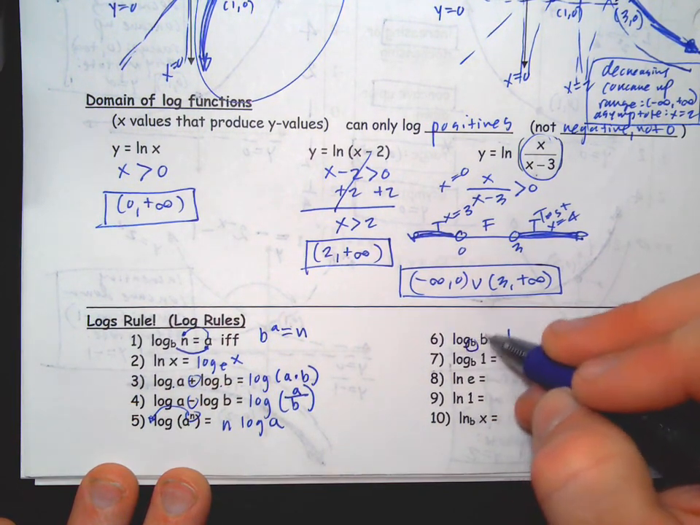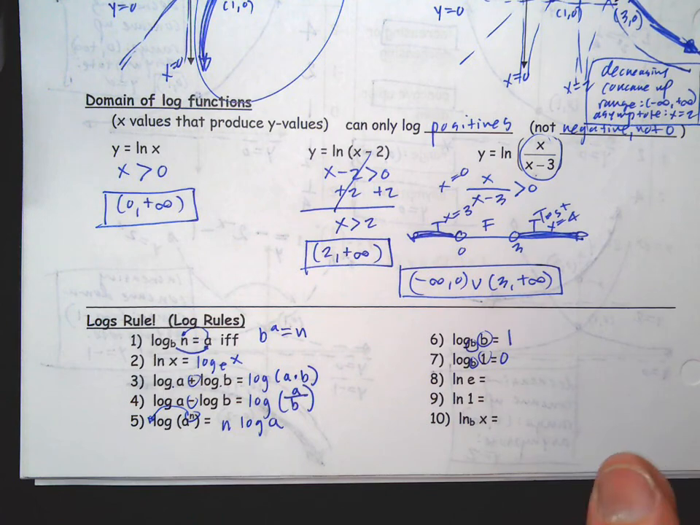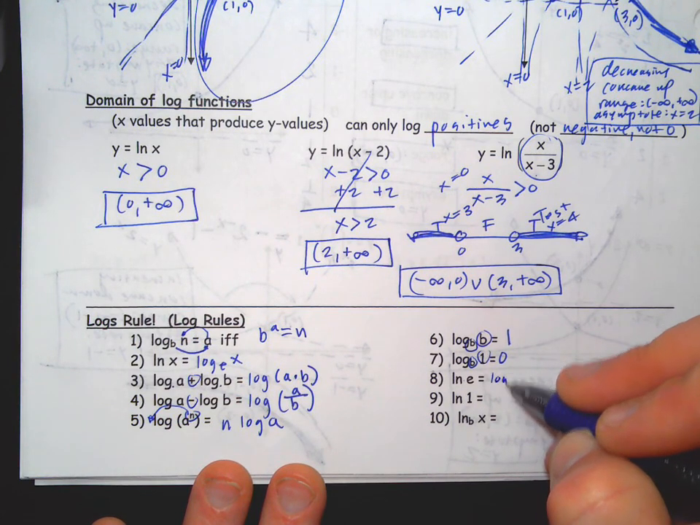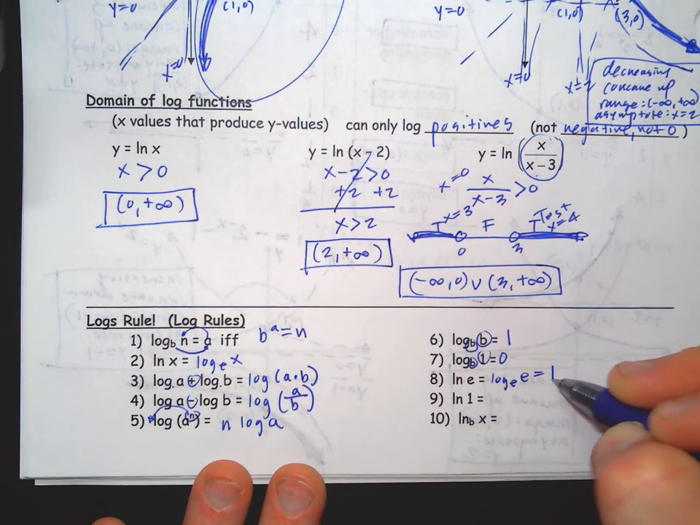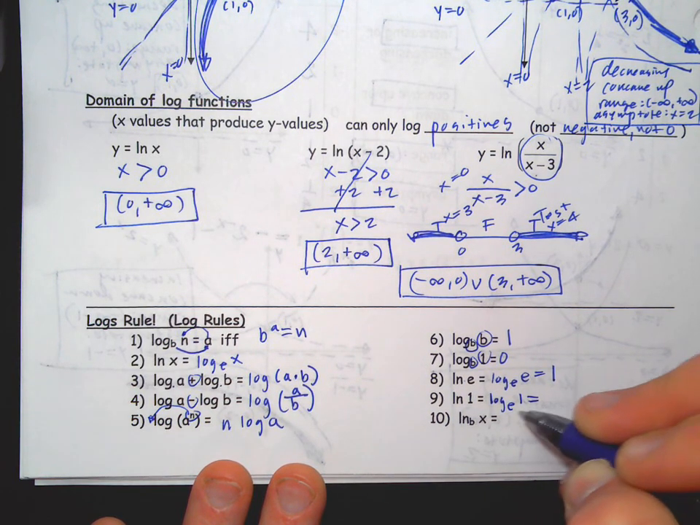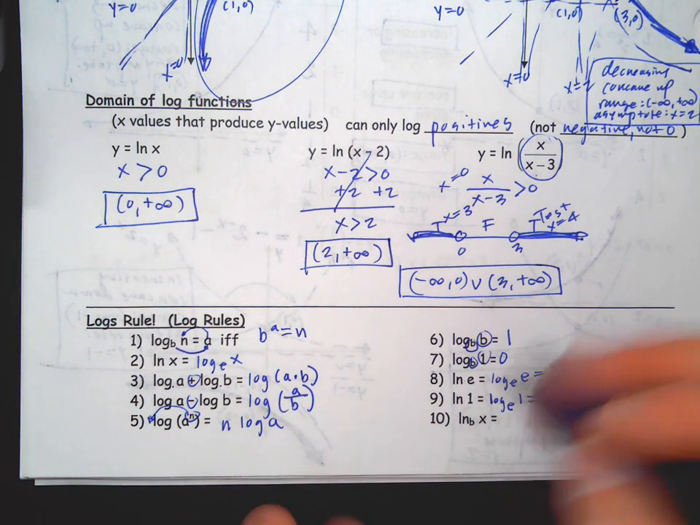Log base b of b is 1. What do you raise b to get b? Log base b of 1: what do you raise b to get 1? 0. No matter what b is, the only way to raise something to a power and get 1, unless the base was 1, which is a silly log, is to raise it to 0. Natural log of e is the same thing as log base e of e, which is 1. Natural log of 1 is log base e of 1, which is saying what do you raise e to get 1? 0. Anytime you have log or natural log of 1, it's 0.